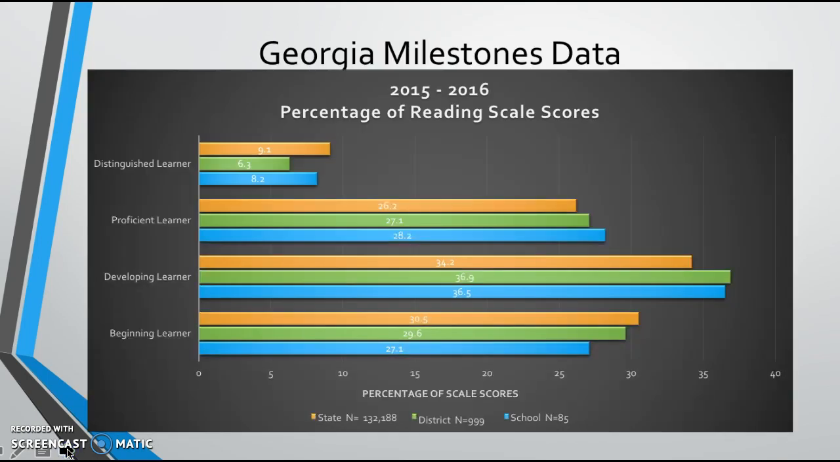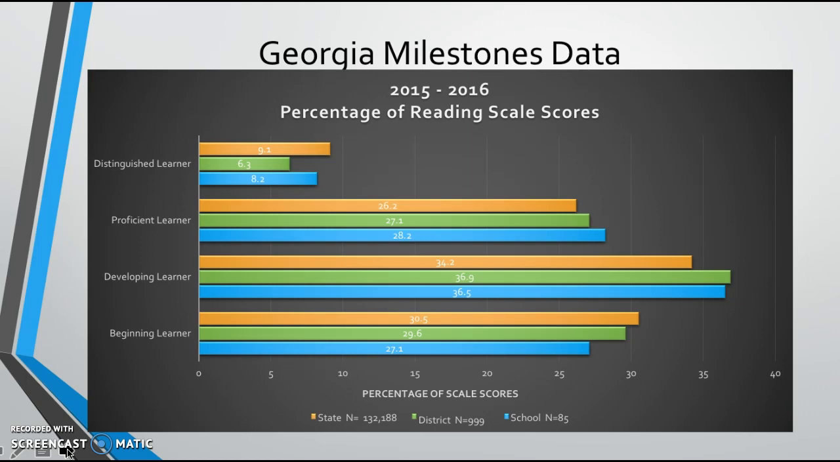Here, we are looking at the percentage of students that fall into each category in reading. As you can see, Euharlee Elementary had 27.1% of students that scored as a beginning learner, 36.5% were developing, 28.2% were proficient, and 8.2% were distinguished learners.